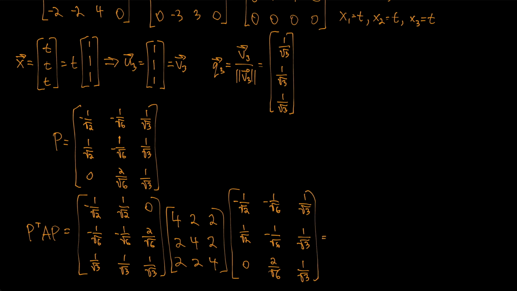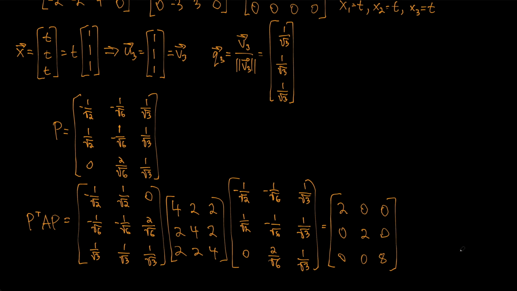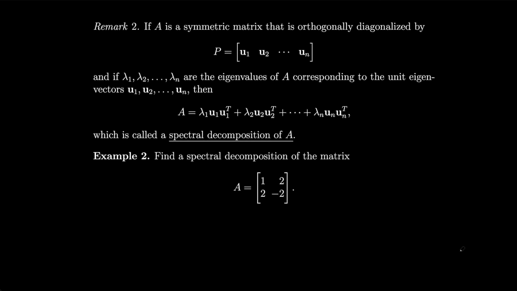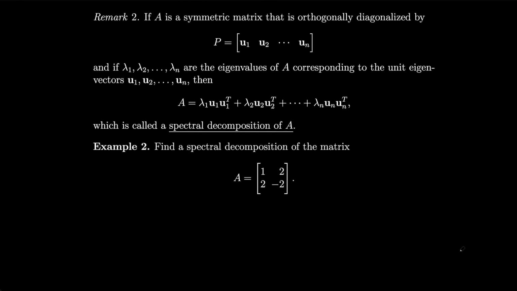Multiplying out, we get 2, 0, 0, 0, 2, 0, 0, 0, 8. And it is a diagonal matrix. So it's the diagonalization of A. It's kind of nice that we actually got a diagonal one. Otherwise, if it hadn't been, then who knows what would have gone wrong in all those steps.